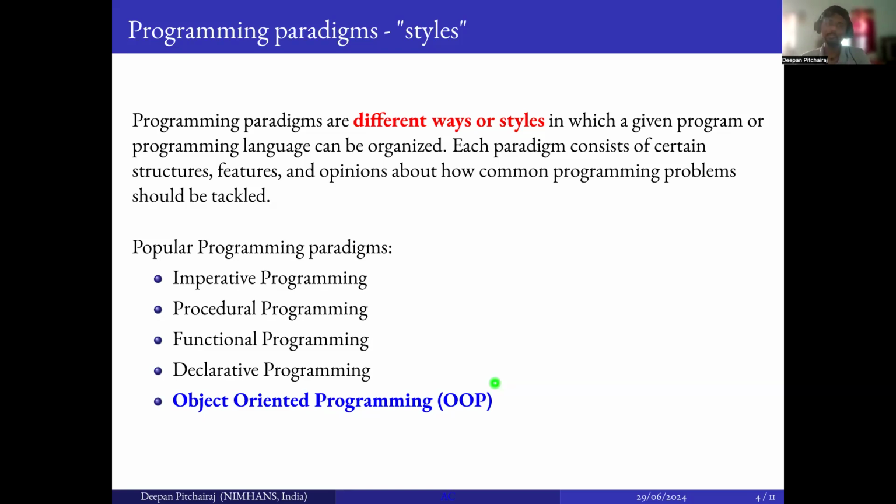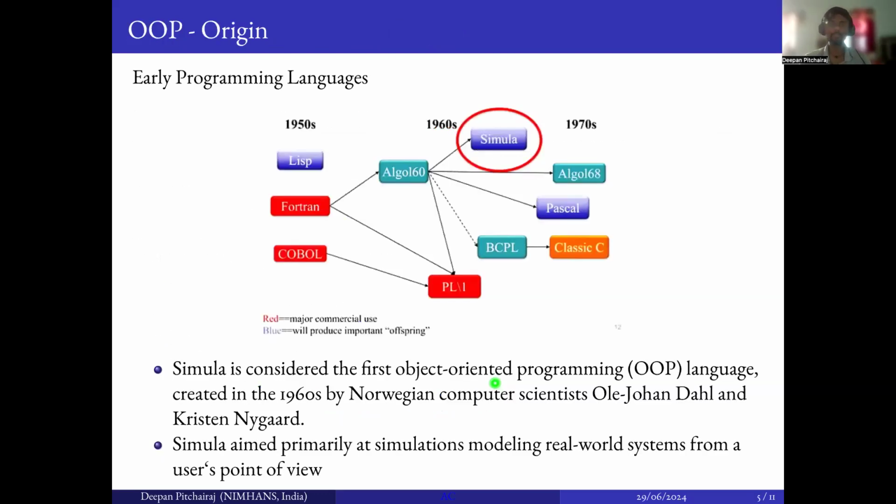Okay, so how they may differ from one another? It depends on the structure and the features and how it is implemented. The way of implementation makes the difference. Okay. So the first object-oriented programming language is called Simula, which emerged around 1960.